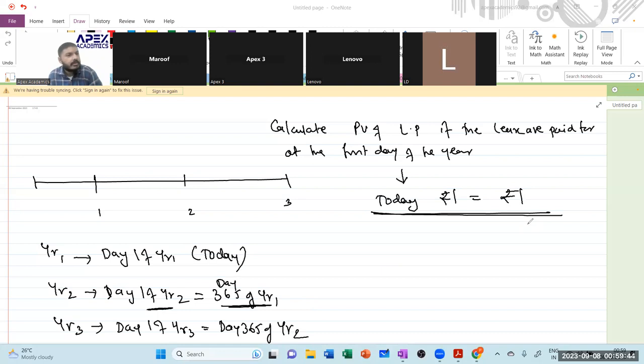Today, rupee 1 is equal to rupee 1. The value of 1 rupee is 1 rupee. Therefore, discounting factor is equal to 1. Agreed or disagreed? Agreed.